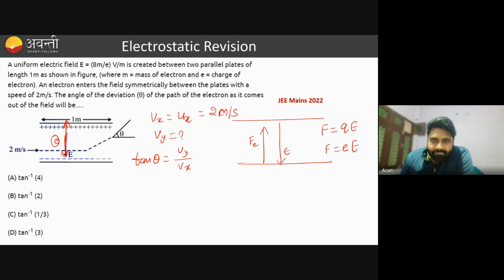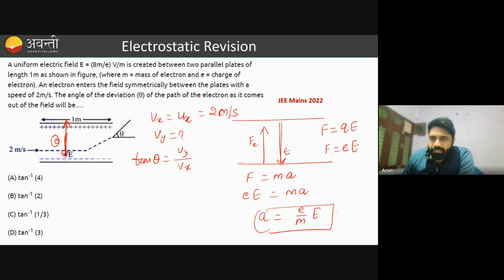We have calculated the value of force, which is F is equal to E. Let's compare it with Newton's second law, which is F is equal to ma. Put the value of F: capital E is equal to m into a. So acceleration here is nothing but E by m into capital E. Now for the y direction, if we apply the equation of motion, Vy is equal to Uy plus Ay into T.